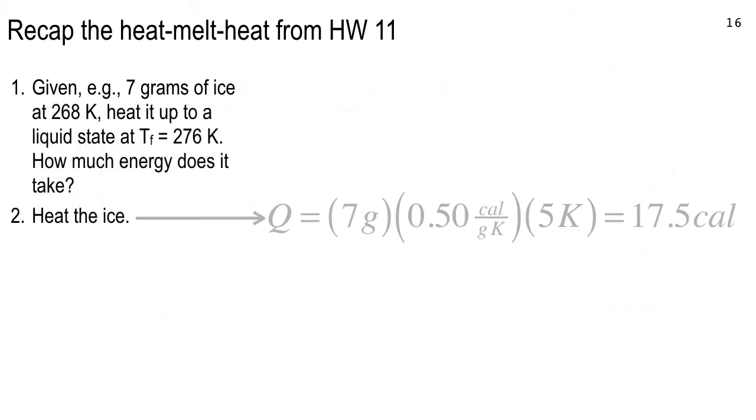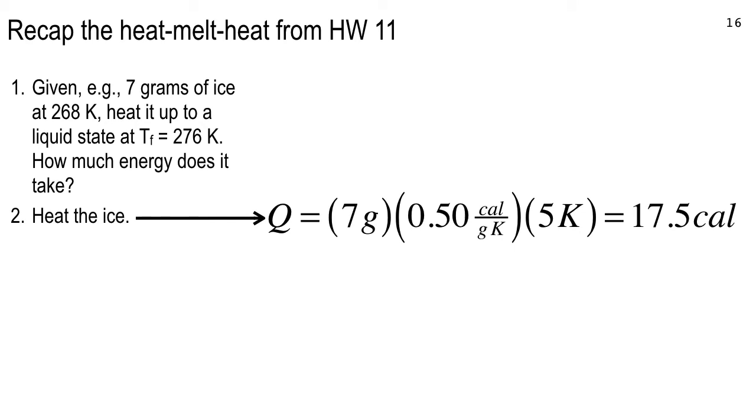First of all, number 2, heat up the ice. Now I removed the concepts from this one, and here's the actual calculation. Q equals m c delta T, 7 grams, specific heat for ice, 0.50 calories per gram Kelvin. Delta T for this one from 268 up to 273, that's 5 Kelvin. So this one works out to 17.5 calories.